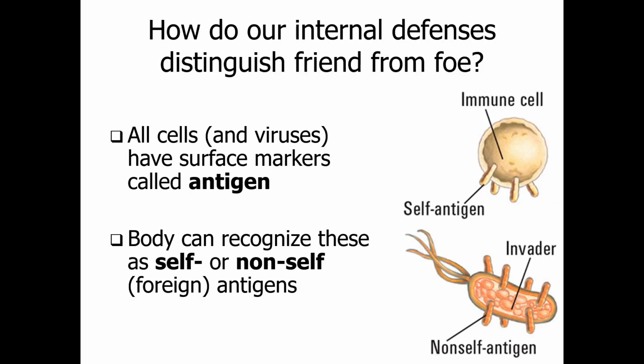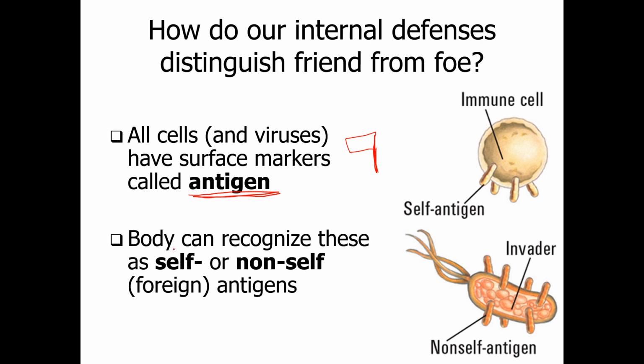Before we get into those details, how is it that our defenses actually know what to fight off? Well, all cells and viruses have these markers on their surfaces. You can kind of think of them as like little flags. And these flags identify what this belongs to. These markers are called antigen.